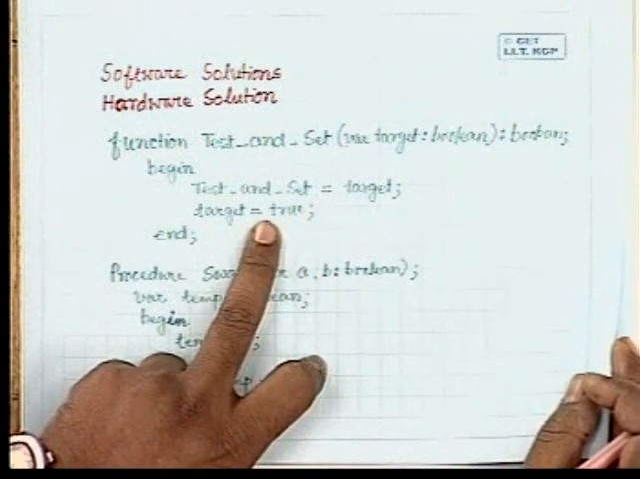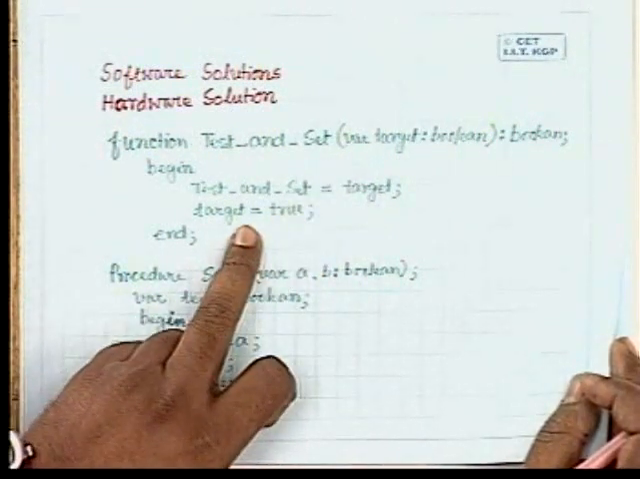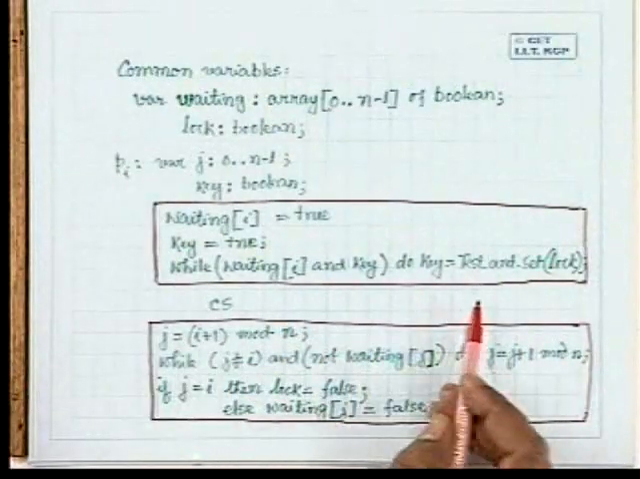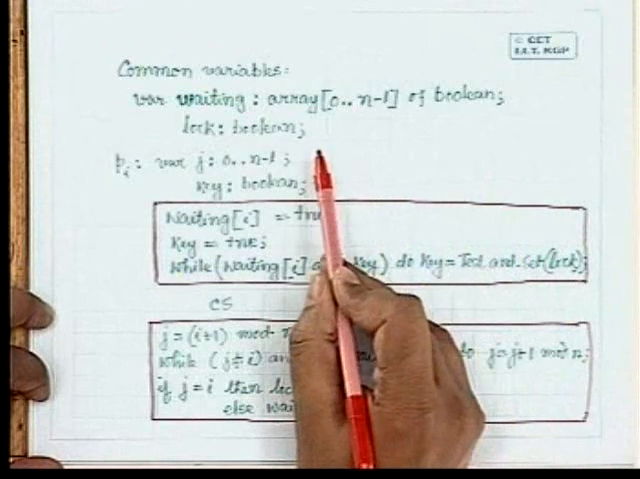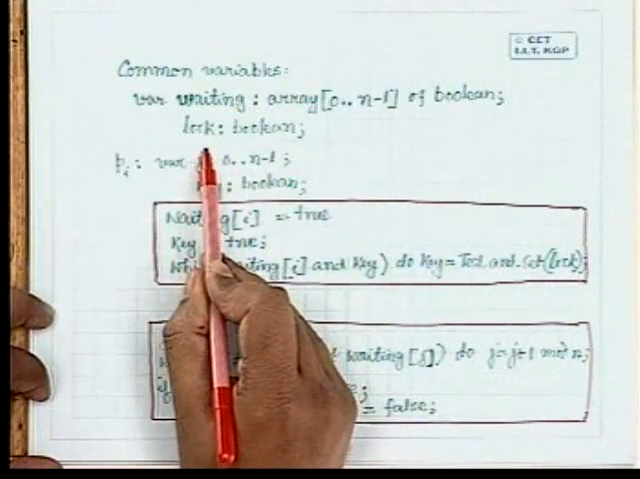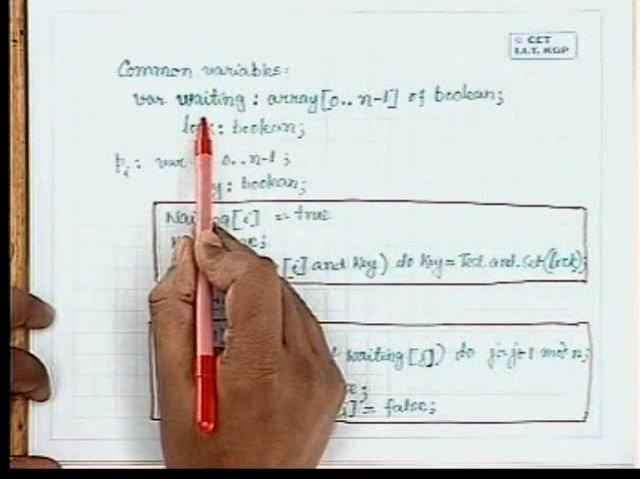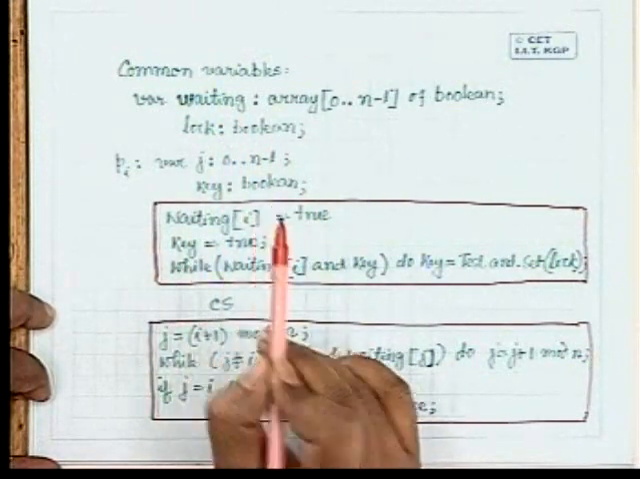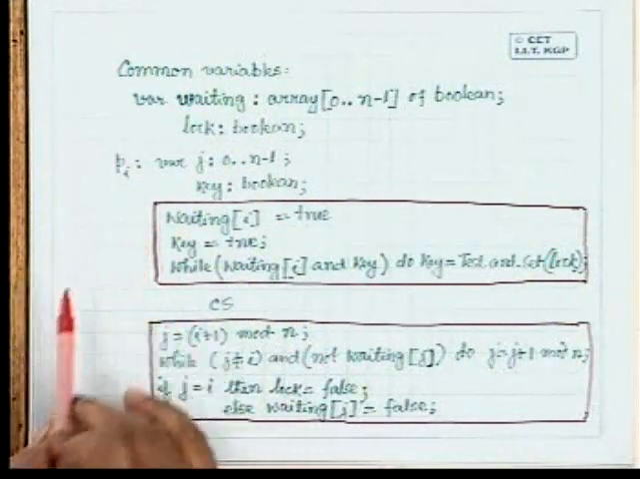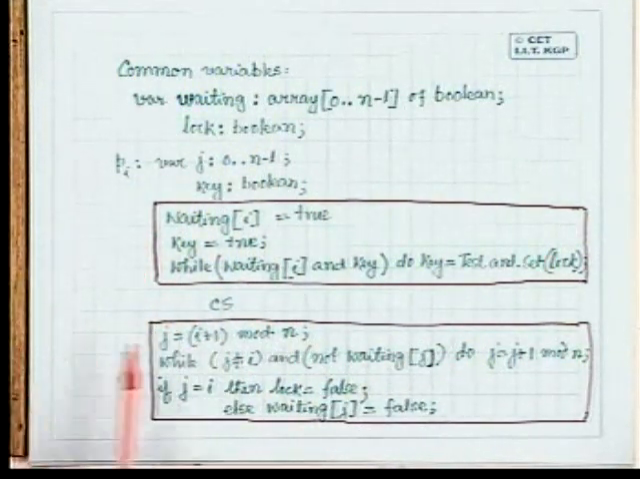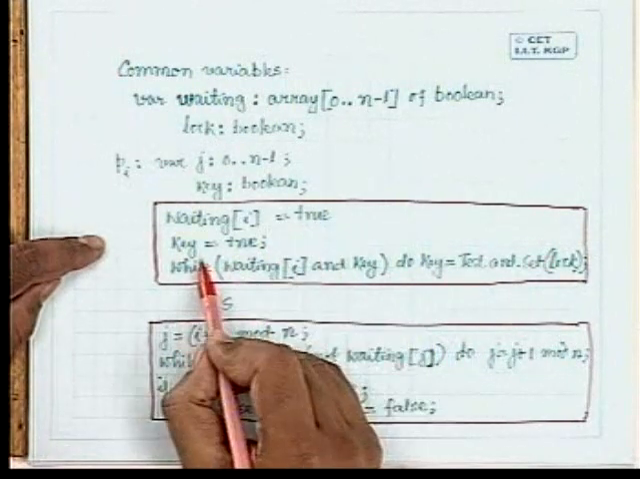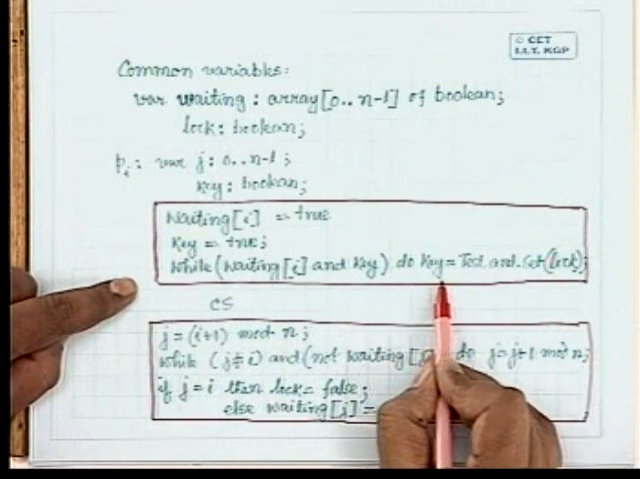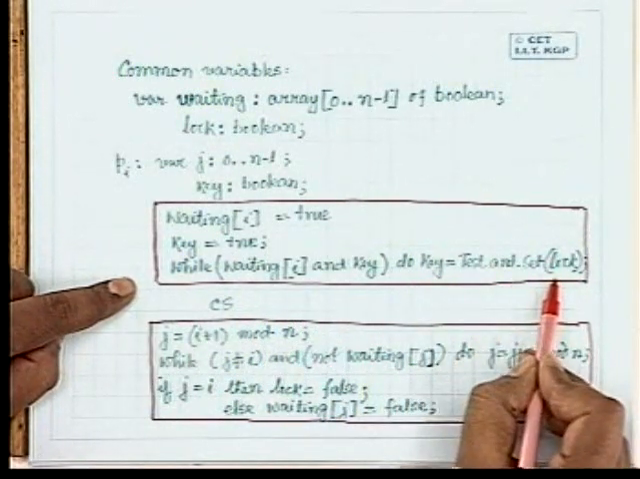So all subsequent calls to test and set with the same target will return value 2. Okay. So here what happens is, since we have assumed that initially the value of lock is false, and initially all the elements of the waiting array are also false. Okay. So whenever the ith process wants to enter the critical section, it sets waiting[i] equal to true, it sets key equal to true, then in this while loop, it executes key equal to test and set lock.